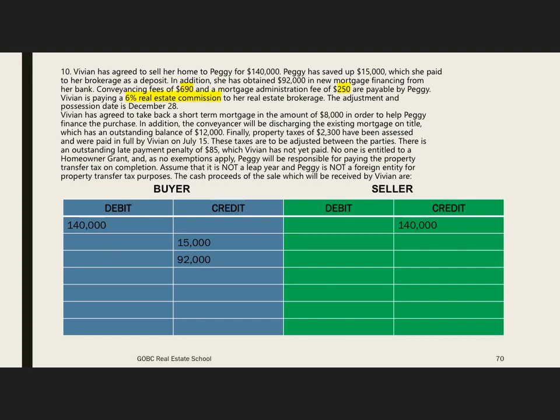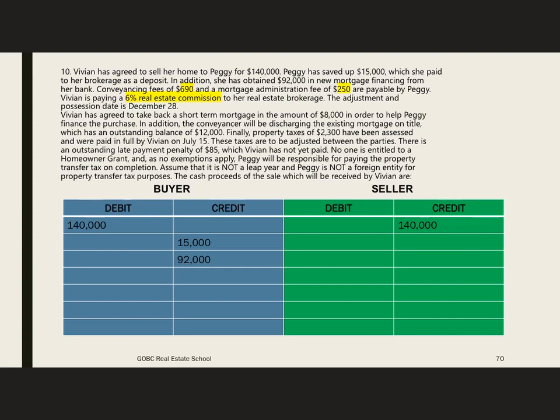Okay, then it says conveyancing fees of $690 and a mortgage administration fee of $250 are both payable by Peggy. So Peggy is the one who the home is being sold to. So those are both the buyer's responsibilities. So we're going to debit those from the buyer.